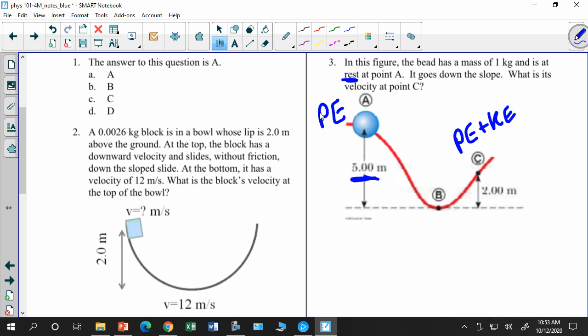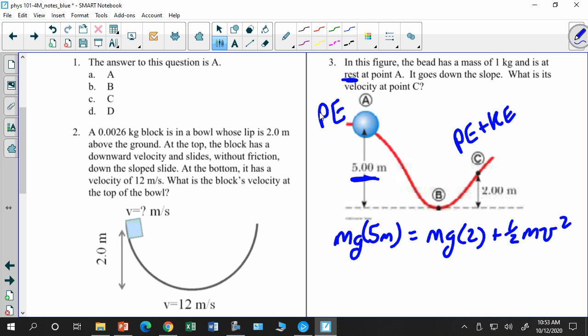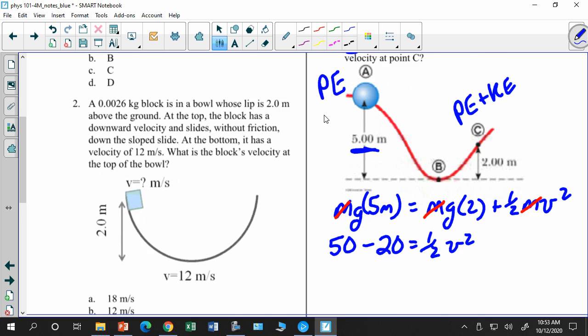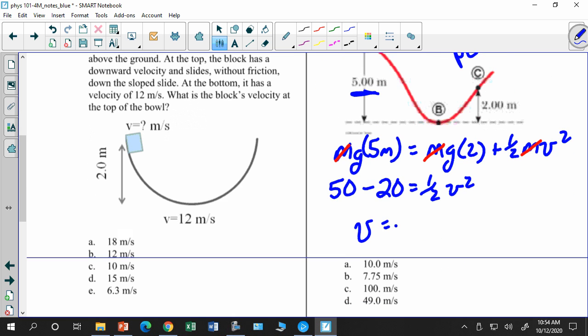So it's mgh. That's the potential energy. In fact, I'm going to do a 5 here. Equals mg2 plus 1/2 mv squared. And then I can cancel out the m's, divide through all the terms by m, and I get 50 minus 20 equals 1/2 v squared. That's 30, 60. V is equal to the square root of 60, or 7.75.